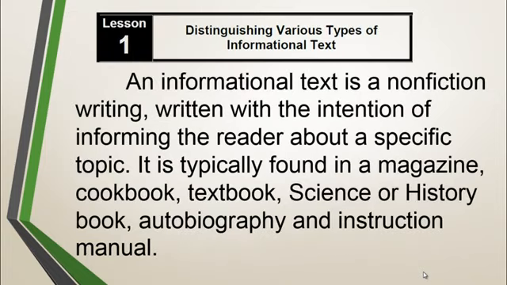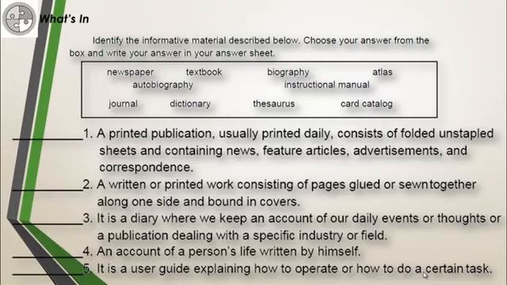Lesson 1. Distinguishing various types of informational text. An informational text is a non-fiction writing, written with the intention of informing the reader about a specific topic. It is typically found in a magazine, cookbook, textbook, science or history book, autobiography and instruction manual. Identify the informative material described below. Choose your answer from the box and write your answer in your answer sheet.